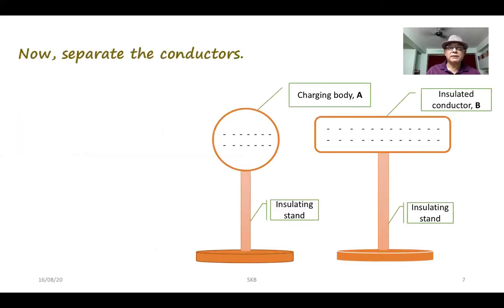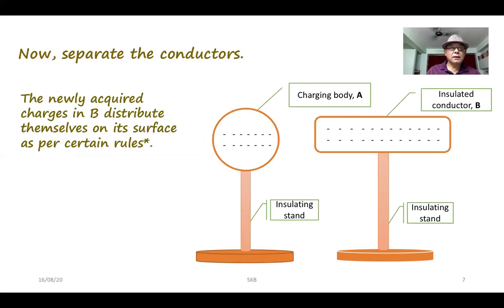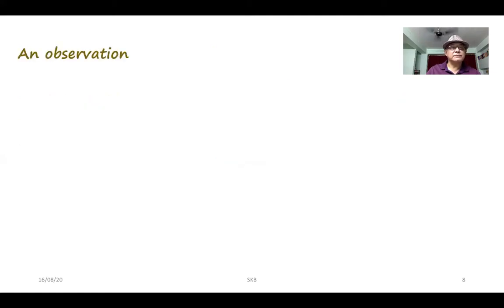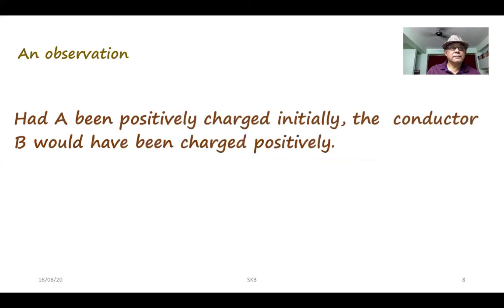Now separate the conductors. The newly acquired charges in B distribute themselves on its surface as per certain rules. Meanwhile, charges in A settle at some lower value. With respect to the asterisks, we'll discuss these rules very shortly. An observation. Had A been positively charged initially, the conductor B would have been charged positively.